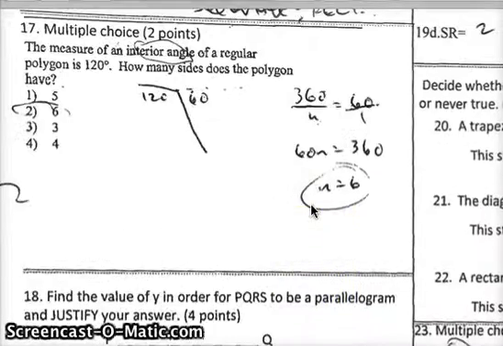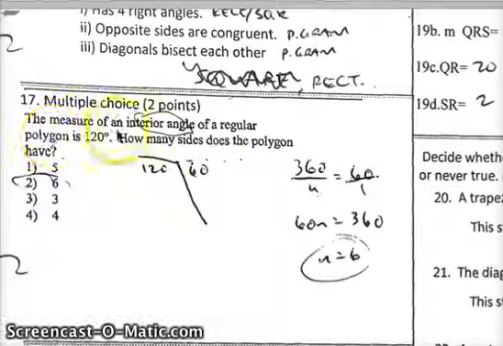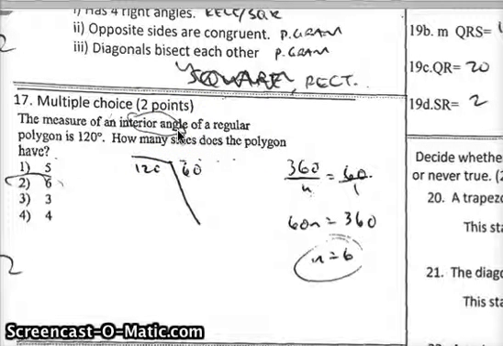Question number 17, multiple choice. The measure of an interior angle, that means each interior angle of a regular polygon is 120 degrees. How many sides does the polygon have? Again, I'm using the shortcut. I'm just thinking of the exterior angle, each exterior. And so in this problem, I'm going backwards.